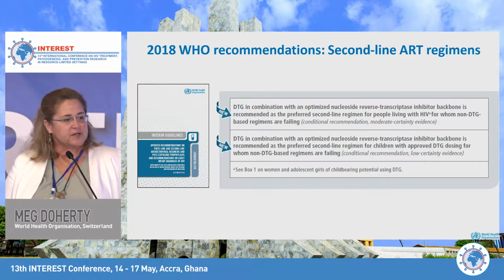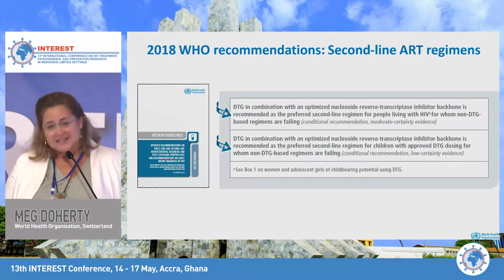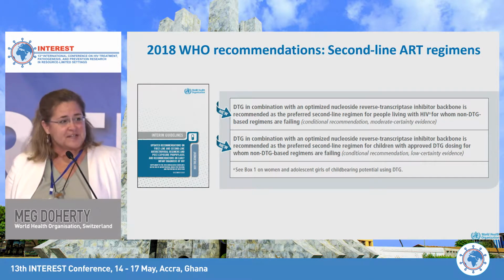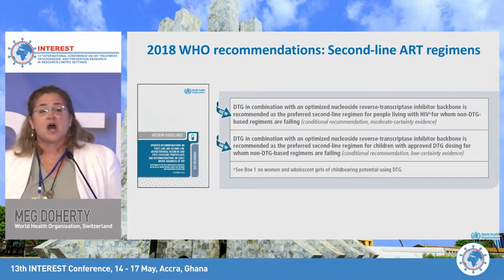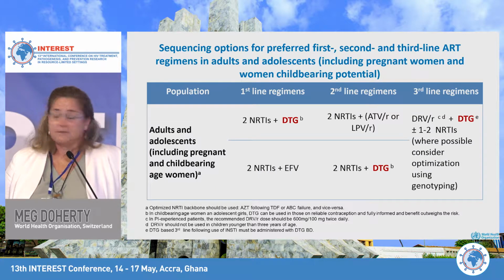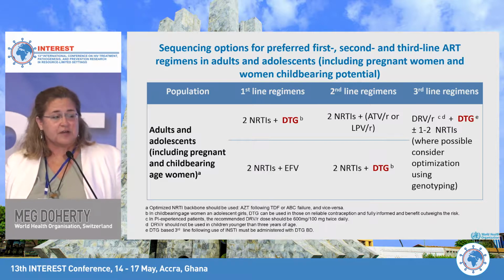That means if somebody has used tenofovir and 3TC in the first line, to use AZT and 3TC in the second line, which is not easy. If they've used AZT and 3TC in the first line, to then use tenofovir 3TC in the second line. These are not optimal, and we know that this is difficult to implement everywhere. So there you go. We see that dolutegravir now has a role in each of the regimens.